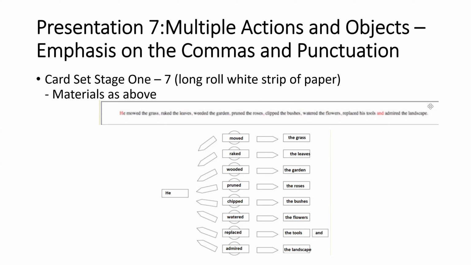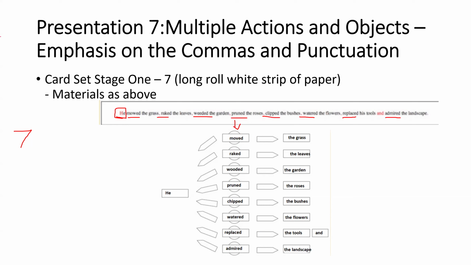Now we take he, that's our subject. What are our actions? Mowed, raked, weeded, pruned, clipped, watered, replaced, admired. These are our actions. So you take the label cards and put them. We have so many action cards. Likewise, I should also have so many arrow marks, so I take my black arrow marks also.